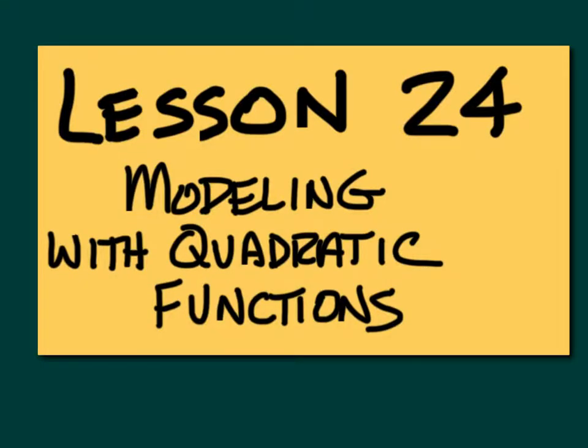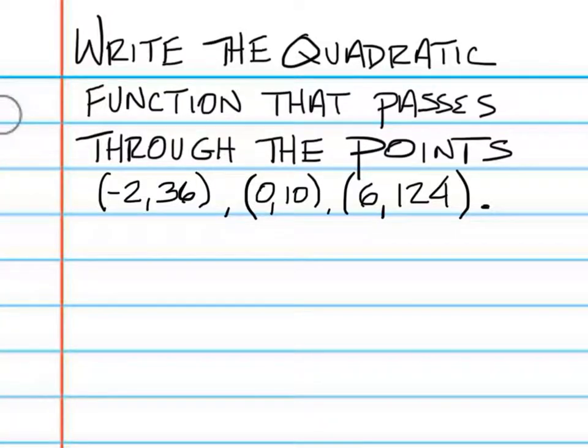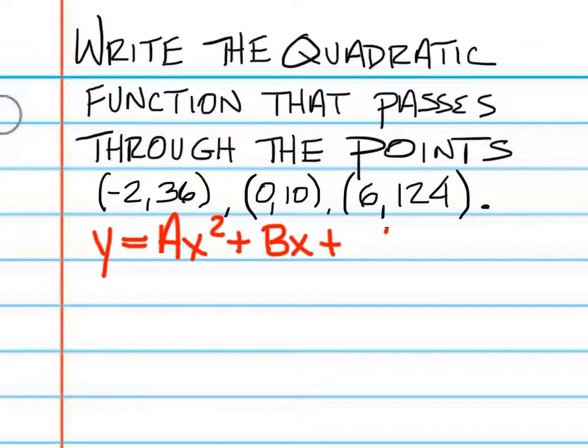Lesson 24, still the same title, Modeling with Quadratic Functions. Write the quadratic function that passes through the points negative 2, 36, 0, 10, and 6, 124. To do that, you have to know what the general form of a quadratic equation is. ax squared plus bx plus c.